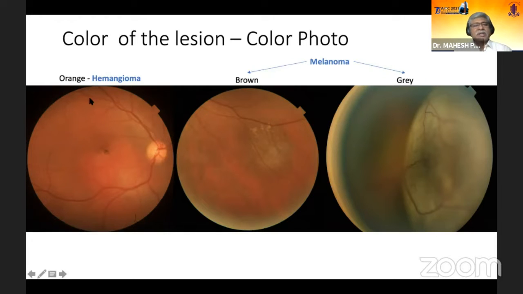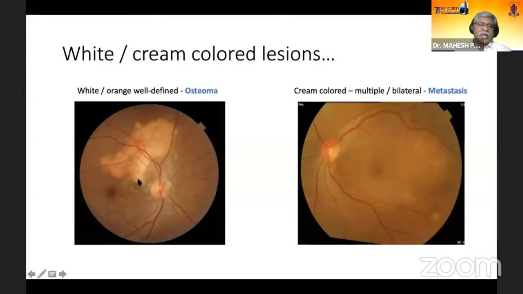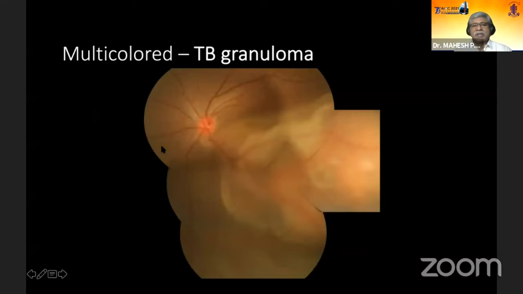To go over the basics, if the lesion is orange, it usually is a hemangioma, and if it's brown or gray, it could be a melanoma. If it is white and with well-defined margins in the subretinal space, it could be an osteoma, and cream-colored multiple lesions involving both the eyes is usually a metastasis. So a clinical examination and just a color photograph itself gives us a clue as to what the choroidal mass is. And what is this one?